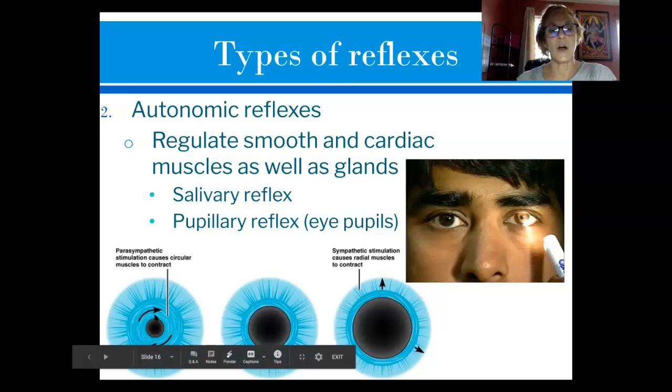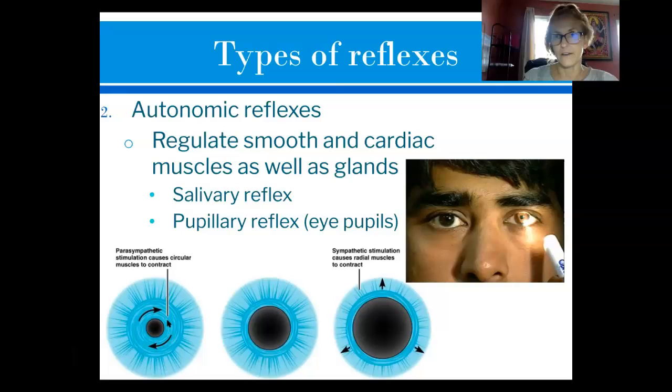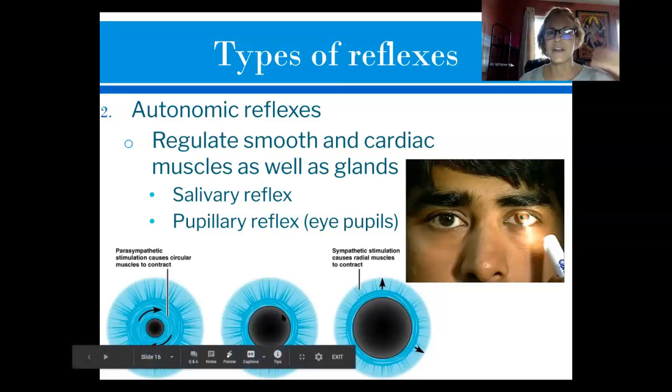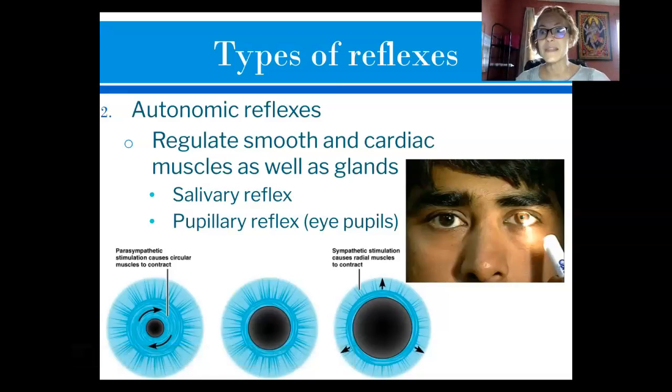So this would be an autonomic reflex because these ciliary bodies that are in our eyes are a smooth muscle. Smooth muscles are serviced by autonomic nerves. The salivary reflex, like when you get digestive juices flowing when you smell something that's wonderful, or when you bite on something that's kind of sour, you feel it way back there. That's a salivary reflex. Glands are serviced by autonomic cells. So that would qualify as an autonomic reflex.